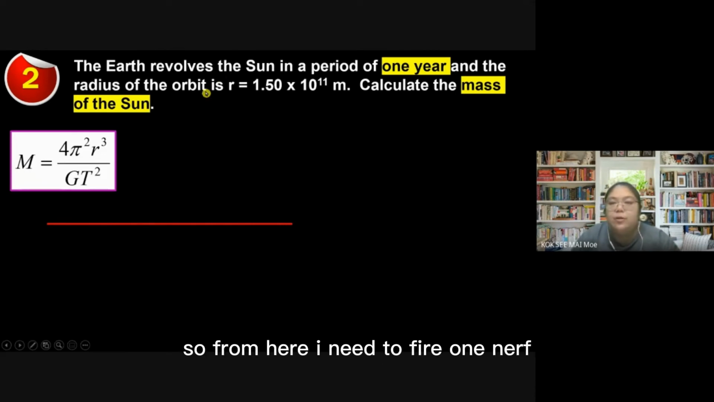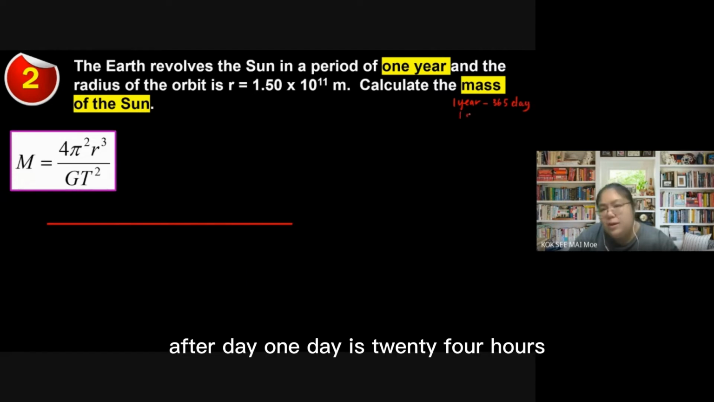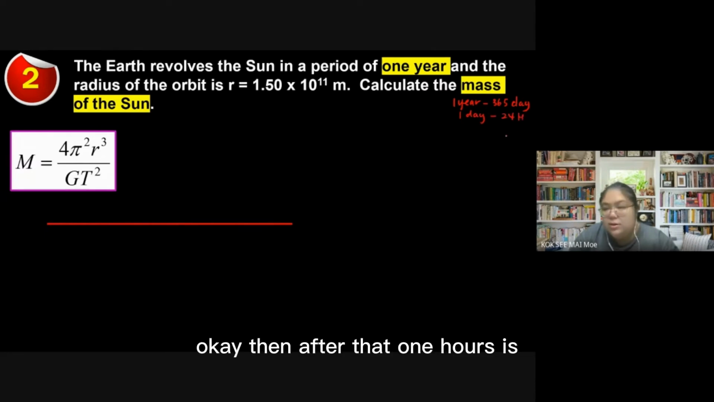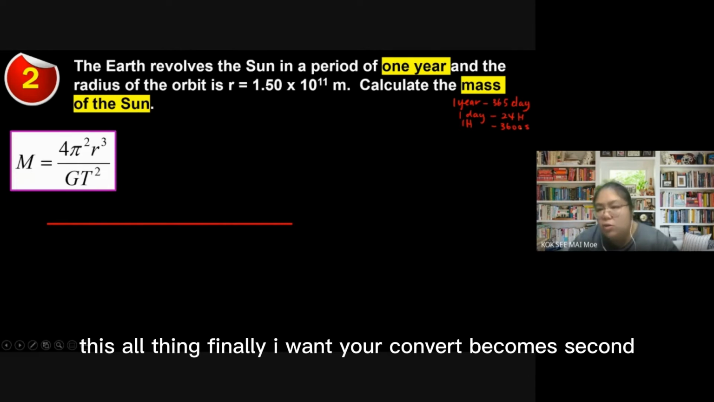So from here, I need to find out 1 year first. 1 year has 365 days, and 1 day is 24 hours. Then 1 hour is 3,600 seconds. Finally, I want you to convert all these to seconds.